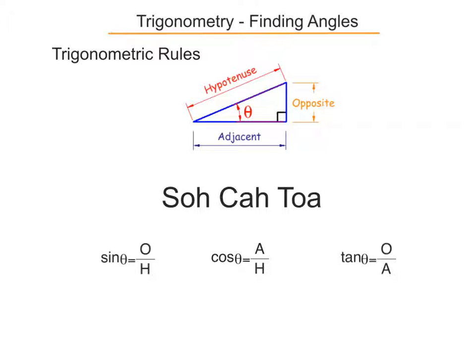We can also use SOHCAHTOA and trigonometry to find the angle if we know two of the sides. So again, just to remind you, SOHCAHTOA helps us remember the rules. SOH means sine is opposite over hypotenuse, CAH means cos is adjacent over hypotenuse, and TOA is tan is opposite over adjacent. And you need to make sure you label your triangle properly as well.